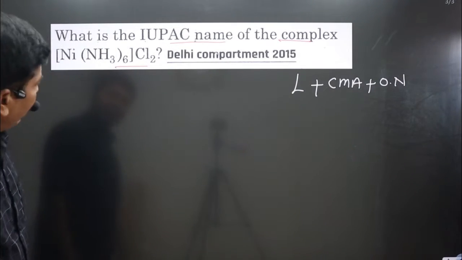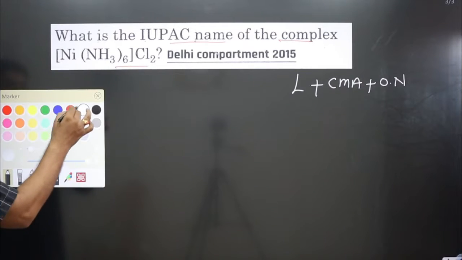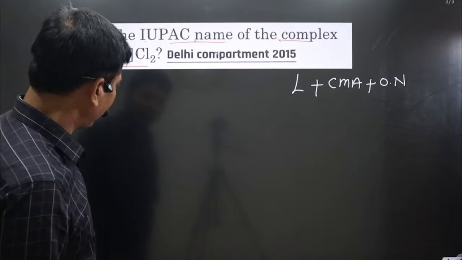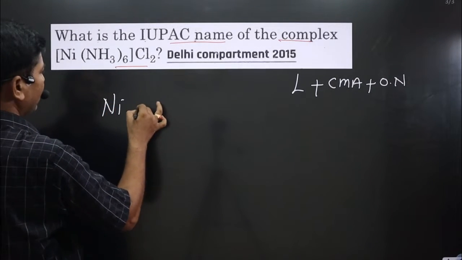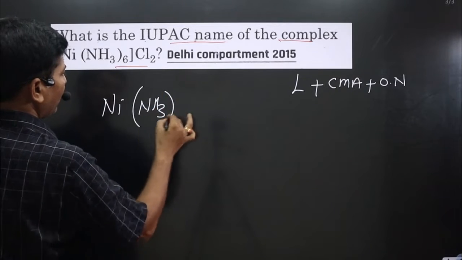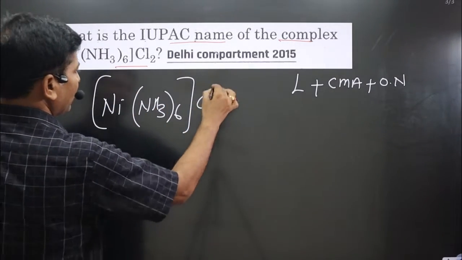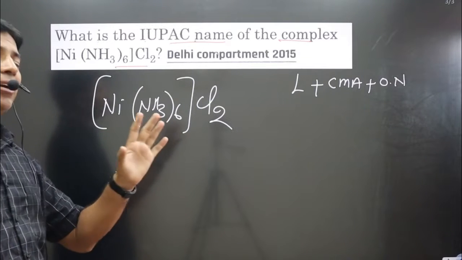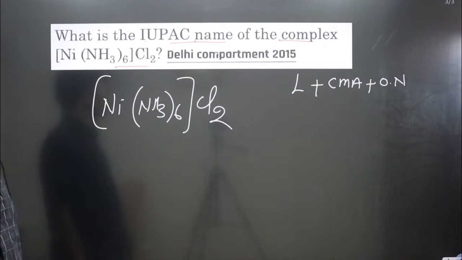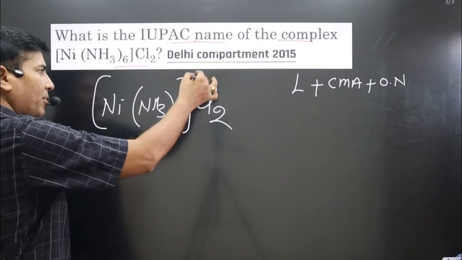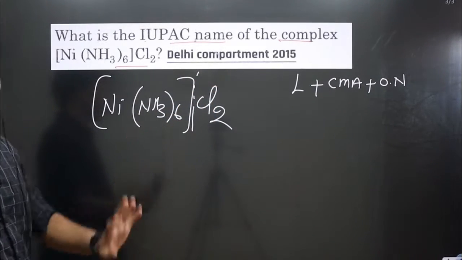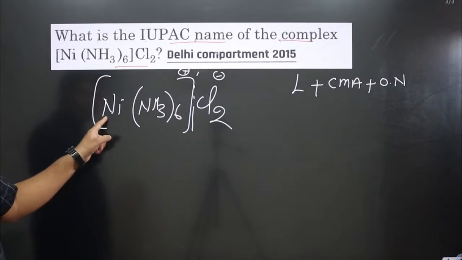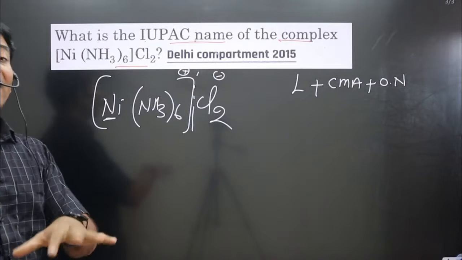Before writing the name, always identify if the central metal atom is present in a cationic complex or an anionic complex. For example, let's say we have nickel, NH3 as a neutral ligand, six of them, and Cl2. The species inside the coordination bracket cannot be separated. You can break it from here. This is the counter ion. The first one is always positive, the second one is always negative. So you can see the central metal atom is present in the cationic complex.